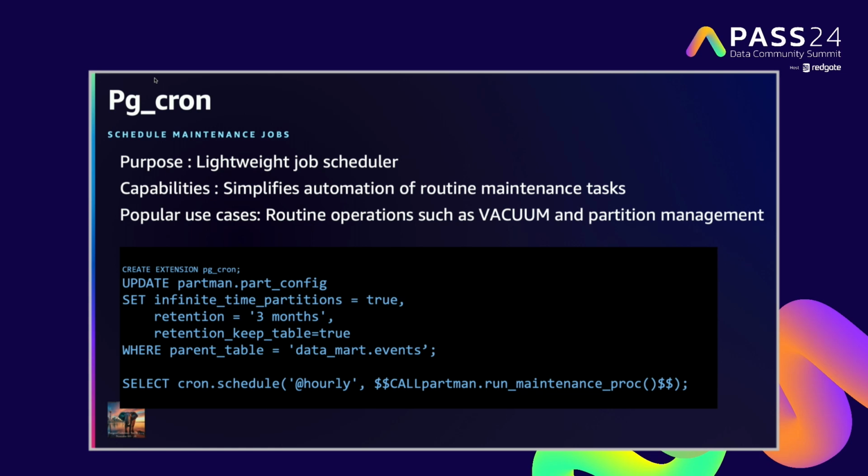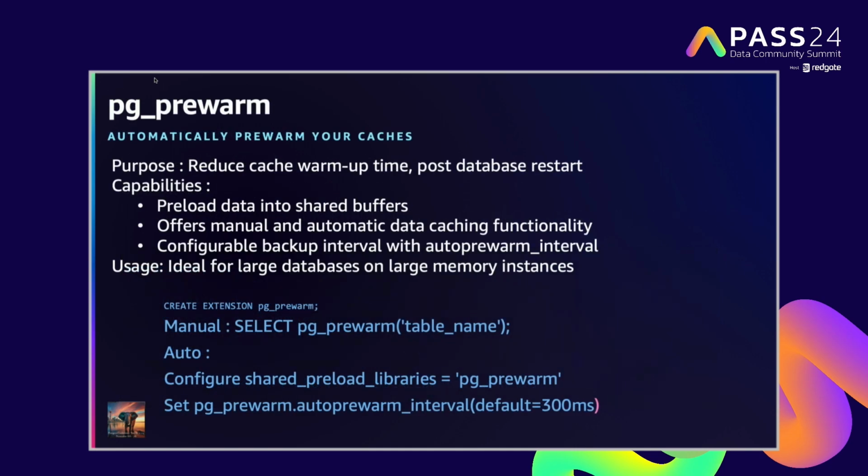Here you can see that I have this particular table. I'm defining the retention to be 3 months, and I do want to retain it, so I have retention keep table. Once we have this defined, we can use the pgcron extension to schedule that maintenance job to be run hourly. You can go as granular as you like. So both of these come together to make the partitioning job easier.